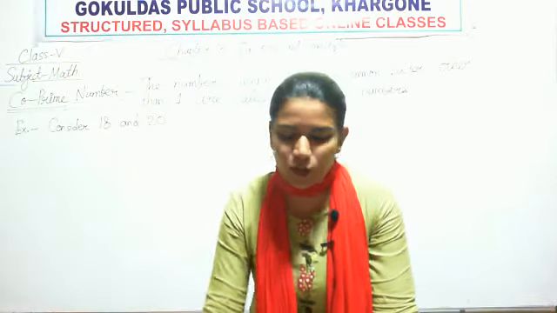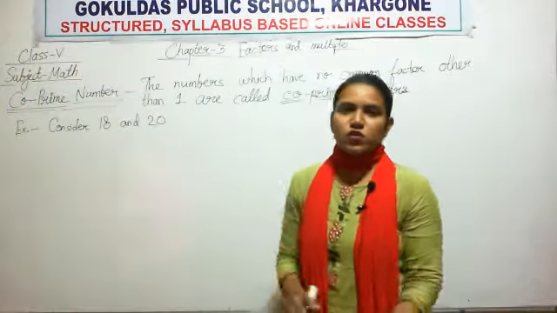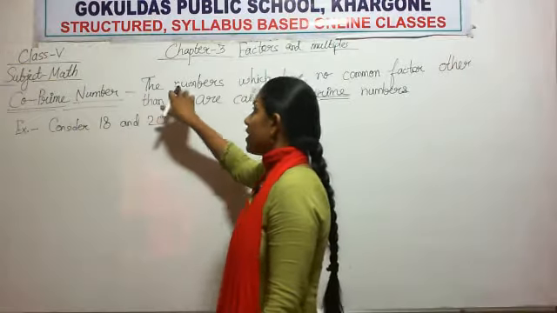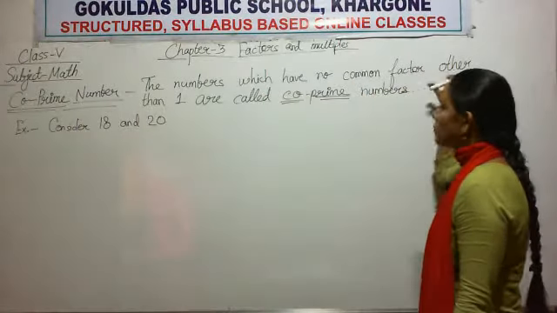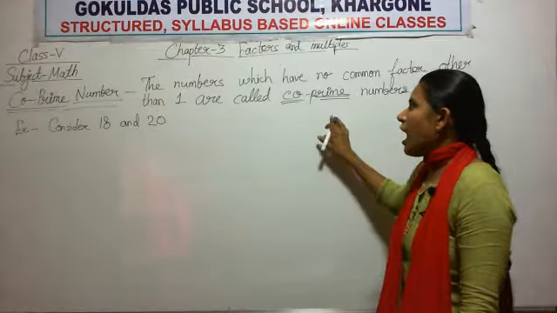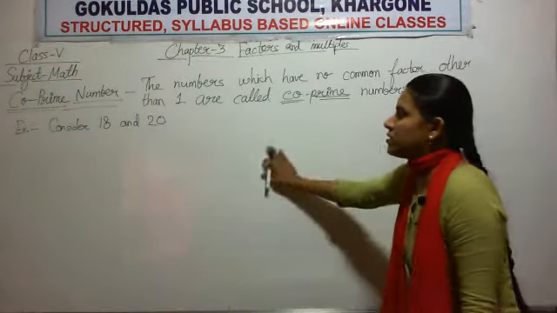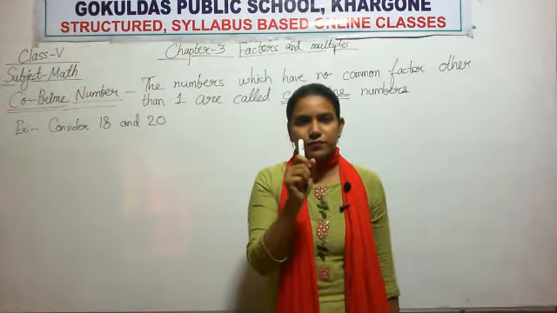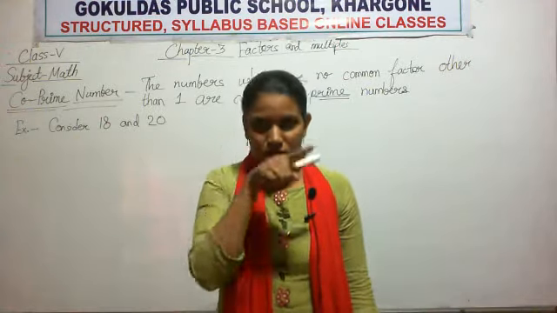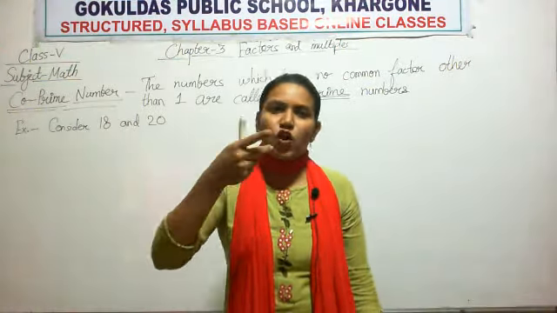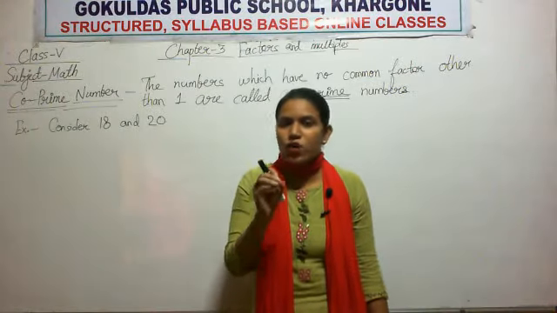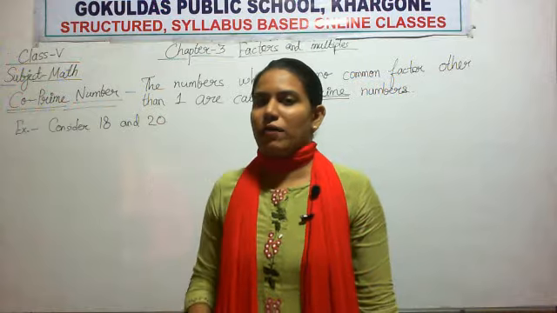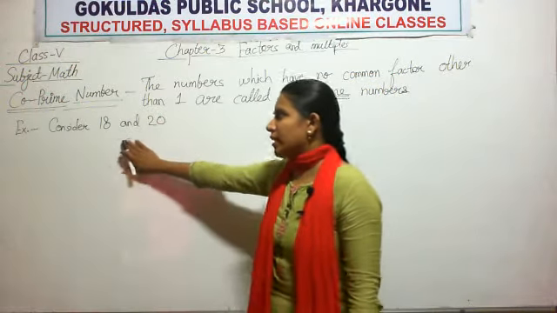So today our topic is co-prime numbers. Read the definition of co-prime numbers. The numbers which have no common factor other than 1 are called co-prime numbers. Those numbers which have only one common factor, that is only 1. If only 1 is common in two numbers, then you say that both the numbers are co-prime. Okay.